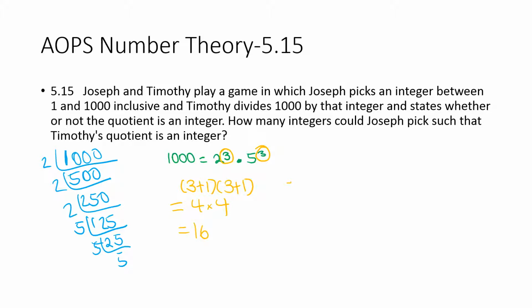So Joseph could pick 16 numbers that would make the quotient an integer.